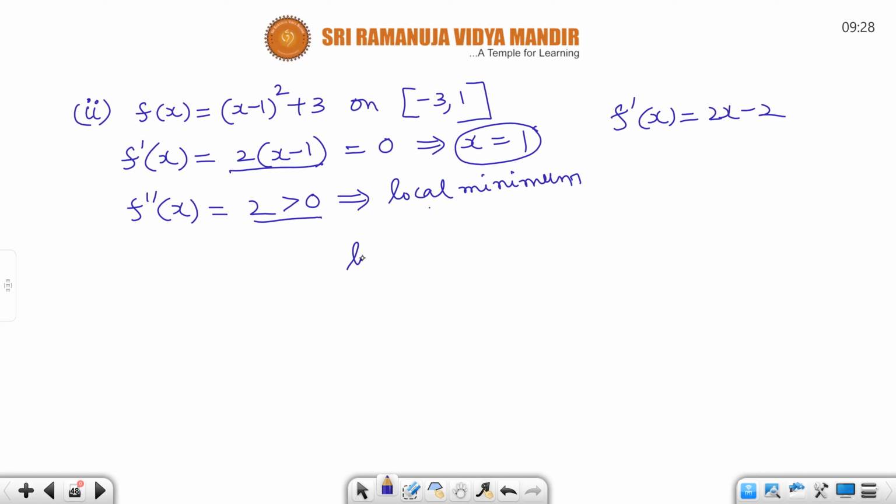So the local minimum value is equal to f of 1. X equal to 1, is it not? What is f of 1 in the original function? Put 1 in place of x: 1 minus 1 is 0, whole square 0, plus 3 is 3. So this is the local minimum value.